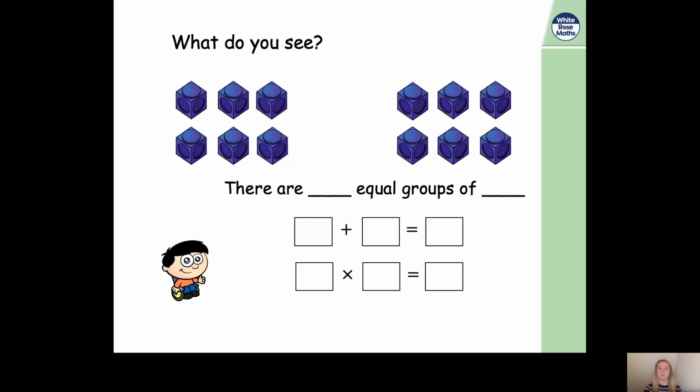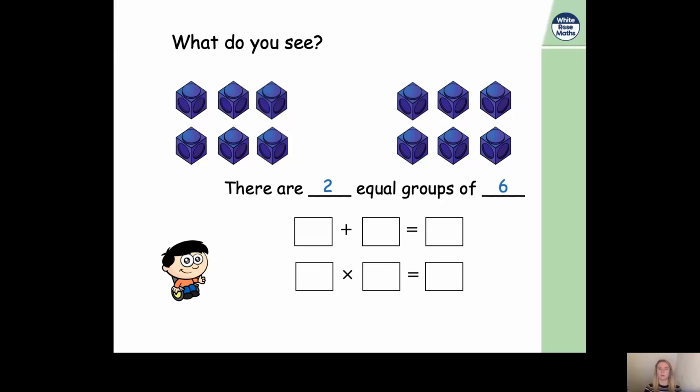So how many groups are there? Yes, that's right. There's 2 groups, aren't there? And how many in each group? Yes, you're right. There's 6 in the first group and they're equal. So there'll be 6 in both groups. So there's 2 equal groups of 6.